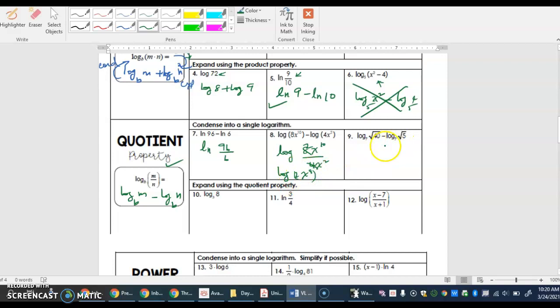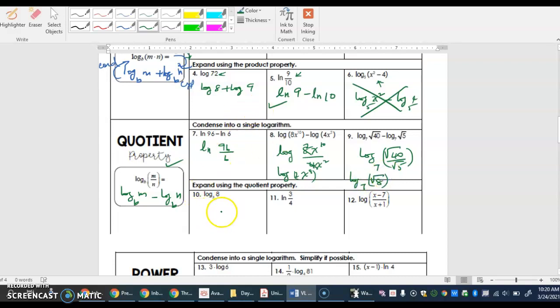Okay. Like so, log square root of 40 over square root of 5. And you can still process this. Base 7. You can put parentheses if you want. This will all come under one roof. So 5 goes in 40 eight times. So this will be log base 7 of square root of 8.